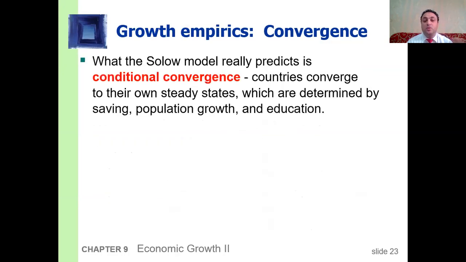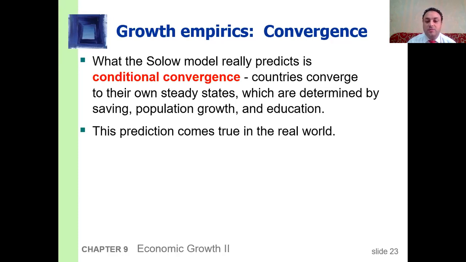So what the Solow model really predicts is not convergence, but conditional convergence. Conditional convergence means countries converge to their own steady states, which are determined by saving, population growth, and education.